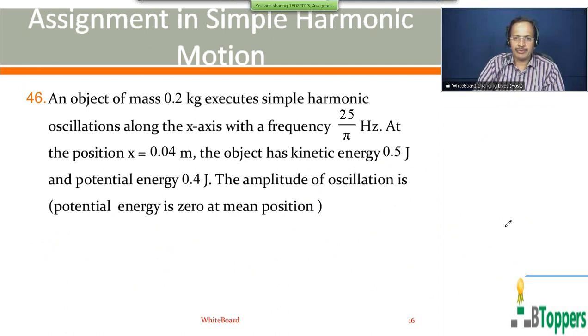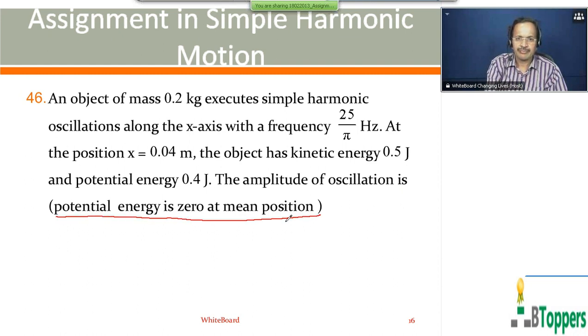An object of mass 0.2 kg executes simple harmonic oscillation along the x-axis with a frequency 25 by pi hertz. At the position x equals 0.04 meter, the object has kinetic energy 0.5 joules and potential energy 0.4 joules. The amplitude of oscillation is? So total energy of oscillations we can write as half k A square or half m omega square A square, if the potential energy is 0 at the mean position. Then total energy of oscillation is the same as the maximum kinetic energy.